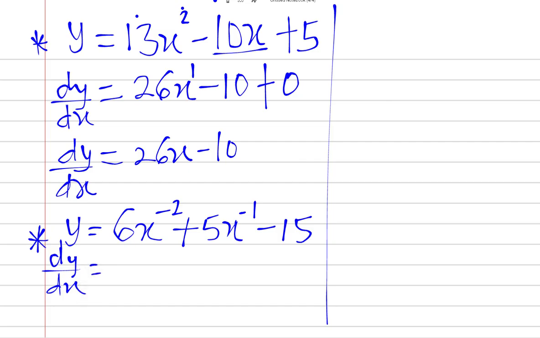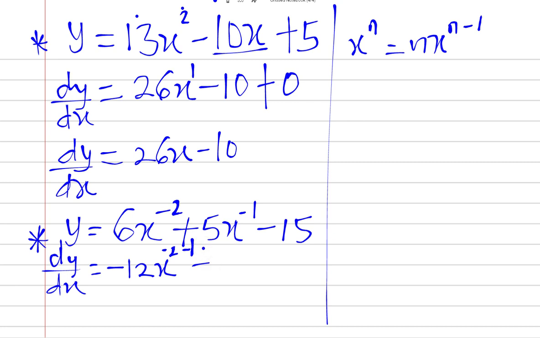Your dy dx here will be minus 2 times 6, minus 12, x raised to power minus 2 minus 1. Don't forget the rule we are following. The rule says that if I have x raised to power n, it will become n times x raised to power n minus 1. So now that I have minus 2 here, it will become minus 2 minus 1. Are you seeing that?